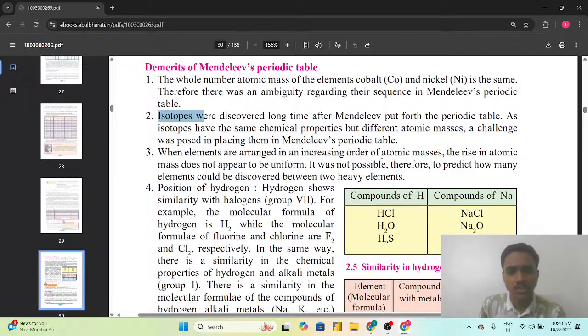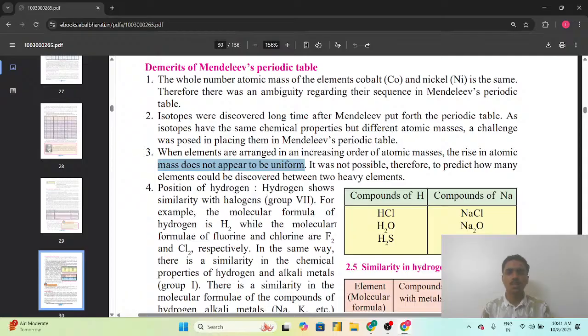When elements are arranged in an increasing order of the atomic masses, the rise in the atomic mass does not appear to be uniform. It was not possible, therefore, to predict how many elements could be discovered between two heavy elements. So, as the elements were placed according to the atomic masses, according to the Mendeleev proposed classification of the elements, when the elements are arranged in an increasing order of their atomic masses, a rise in the atomic mass does not appear to be uniform.